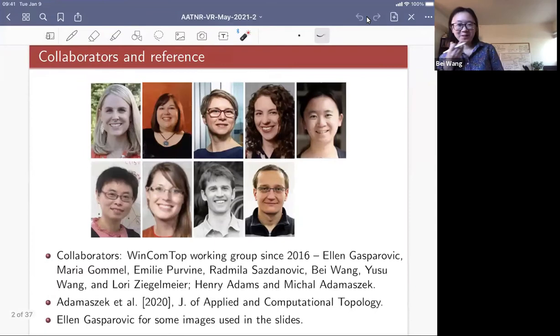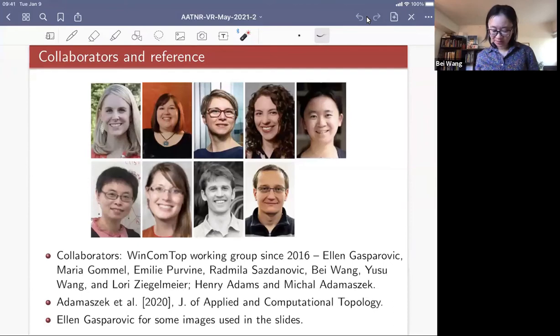There's a major paper we focus on today, which is this paper at the Journal of Applied and Computational Topology. But the people I've been working with over the years on this line of topics are my Women in Computational Topology working group. We've been active since 2016, which is really amazing. So I'd like to thank Ellen, Maria, Emily, Radmila, Yusu, and Lori, and also, of course, Henry and Michael, who are also collaborators on this project. I'd also like to thank Ellen for some images that I stole from some of her older slides.